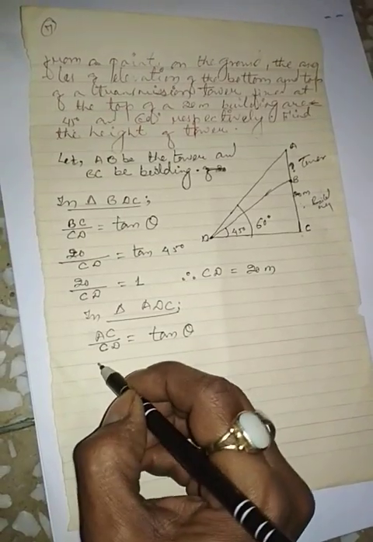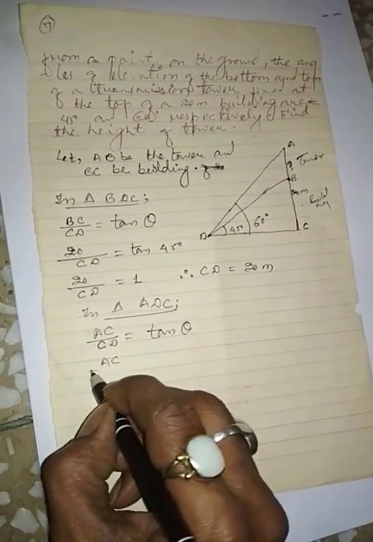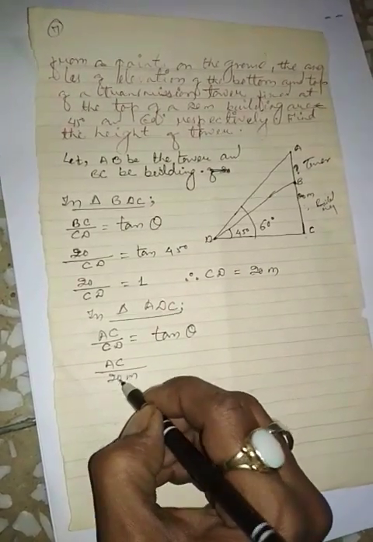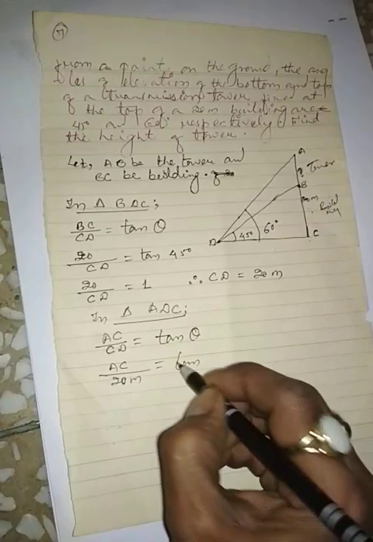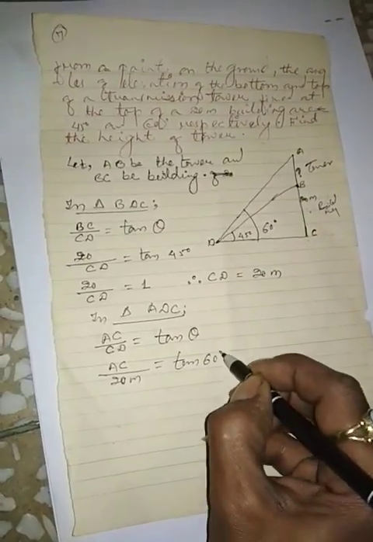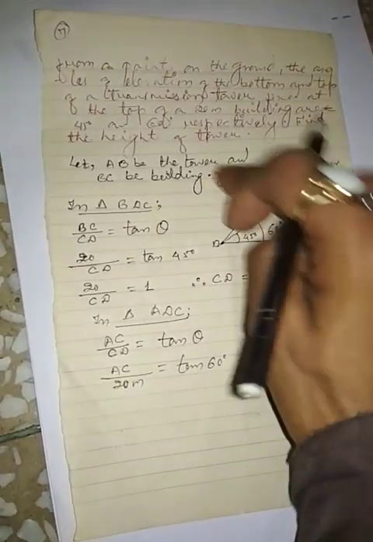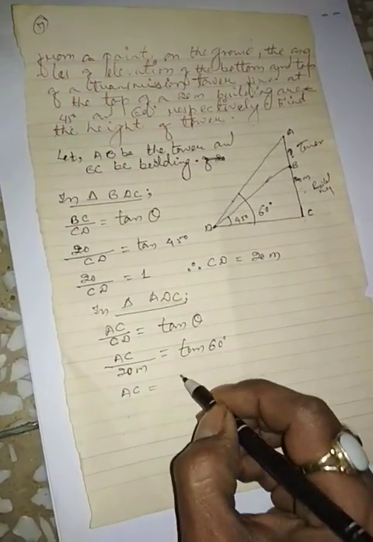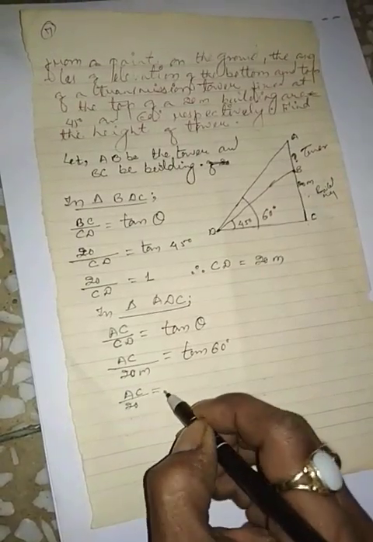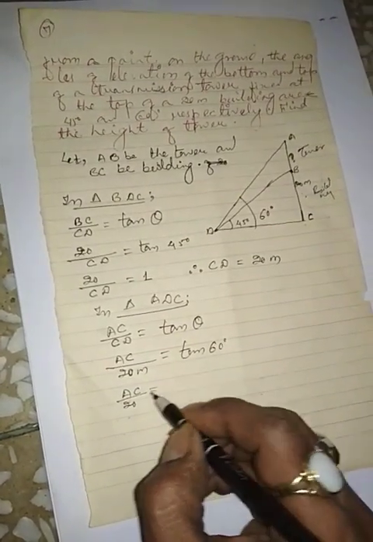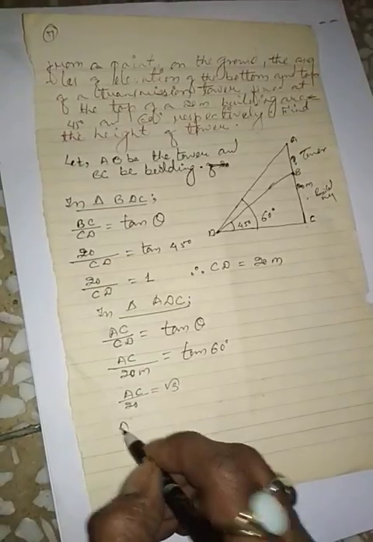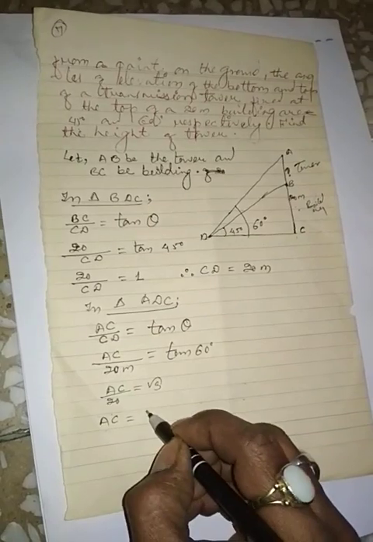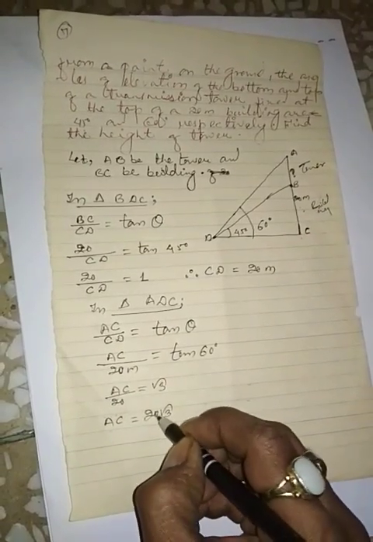So now AC means what? Just write here AC, and CD means what? You have taken out CD as 20 meter, and then tan theta. Tan theta means 60 degree here, because we have taken this whole triangle represents 60 degree. Okay, so AC equals to 20 times tan theta, so tan theta means under root 3. Now we have got AC equals how much? 20 will multiply there, so we shall write here 20 under root 3.